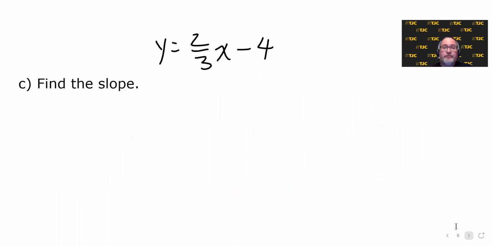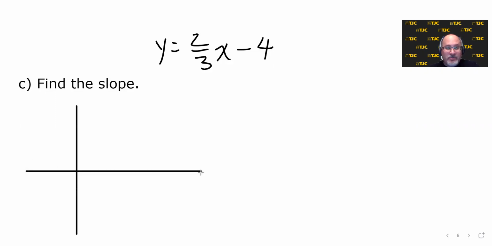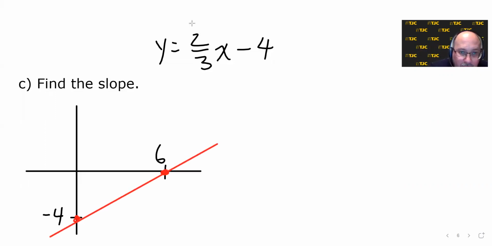Let's find the slope. Remember, to find the slope of a line, we only need 2 points. And based on the work that we've already done, we found 2 points. We found a y-intercept of -4 and an x-intercept of +6. So we'll just kind of roughly approximate where these things are. -4 is about down here somewhere. +6 is over here somewhere. So we just need to connect those 2 points to form the line. Looks like I got a little bit off line there. Let's see if we can get it lined up. There we go. That's good enough.